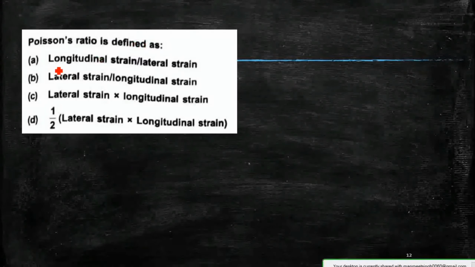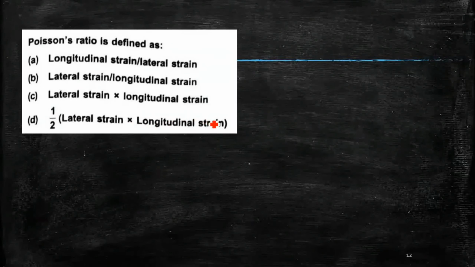Poisson's ratio is defined as: longitudinal strain by lateral strain, lateral strain into longitudinal strain, or half lateral strain into longitudinal strain. The correct answer is option B, that is lateral strain into longitudinal strain.